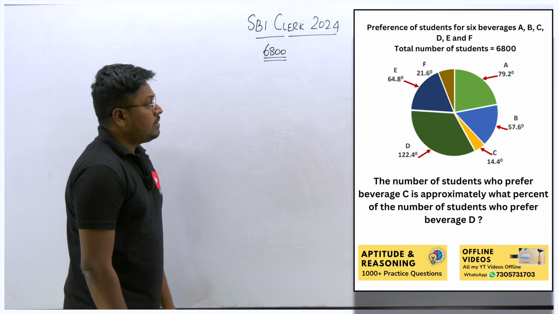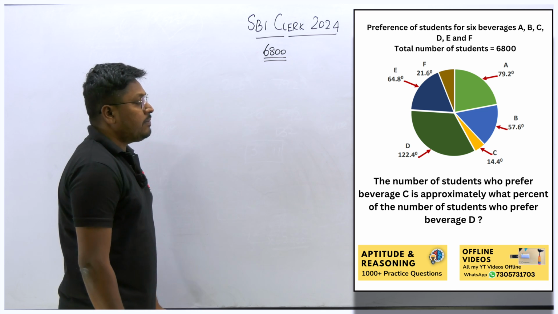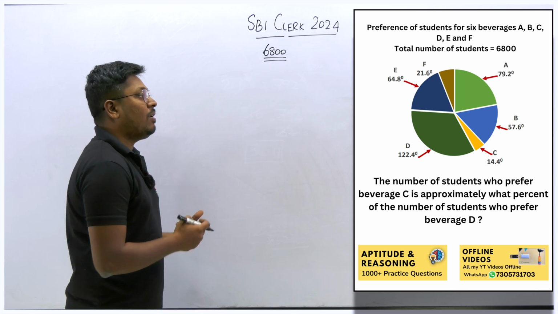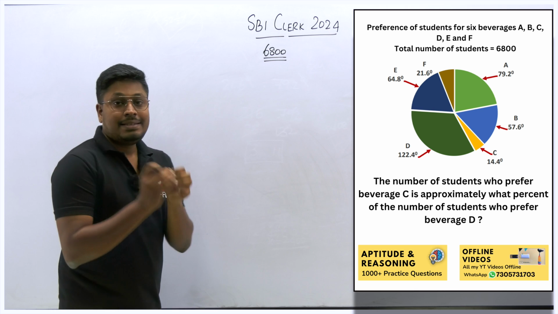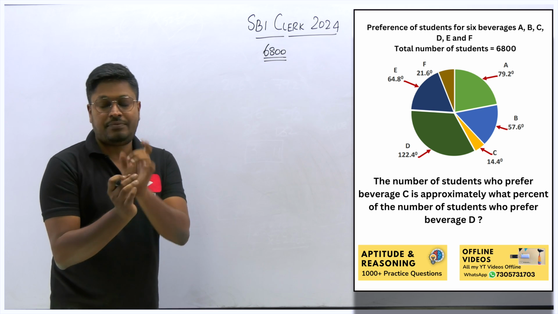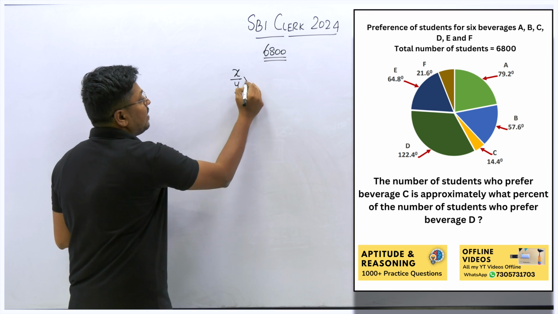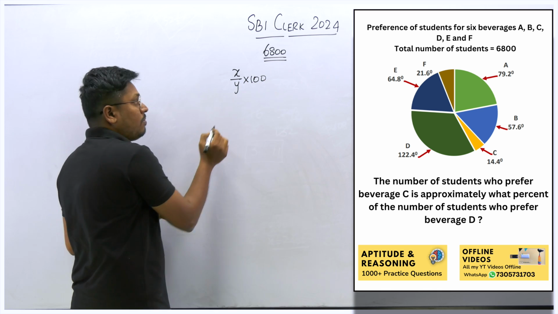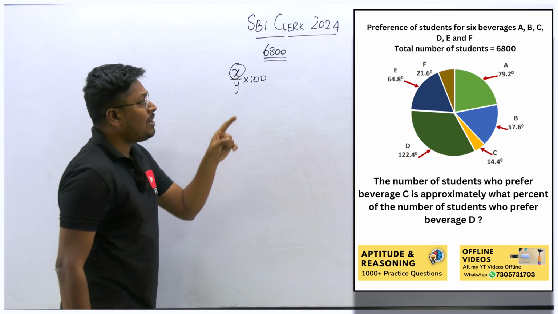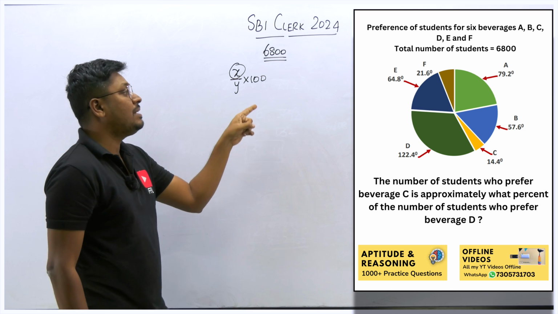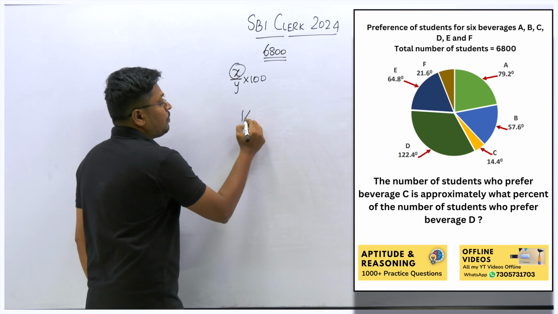Question number 3. So the number of students who prefer beverage C is approximately what percentage? See, approximately what percentage? If you find the words what percentage, then what is the formula? X divided by Y into 100. So this will be the formula, right? So what about the numerator X value? The numerator X value will be beverage C.